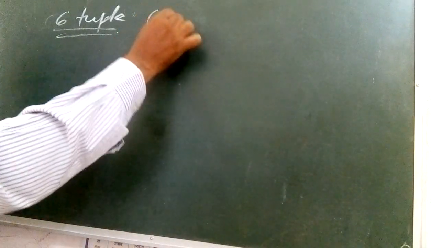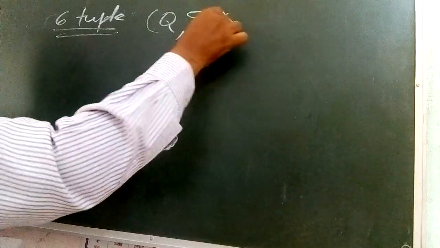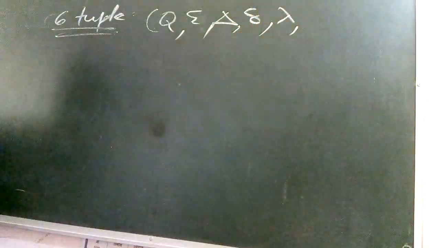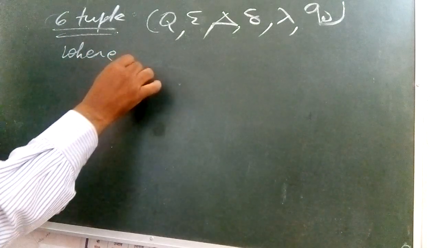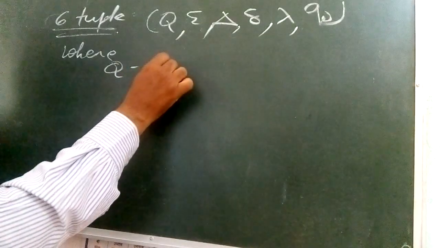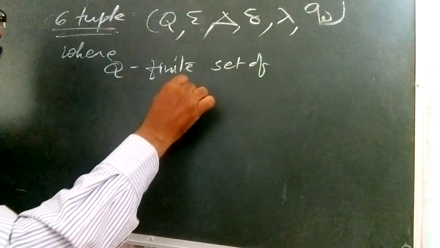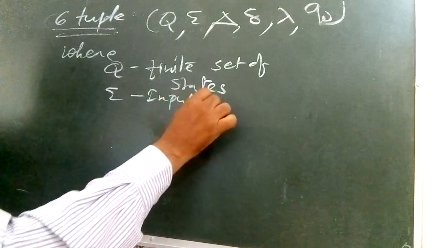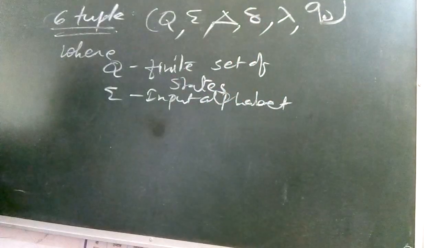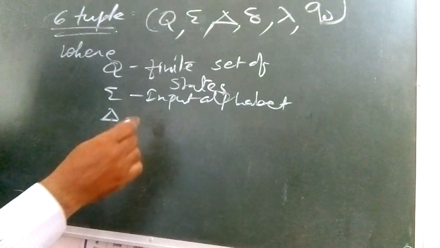In more detail, the exact definition of a Moore machine: a Moore machine is a six tuple, Q, sigma, delta, lambda and q0, where Q is a finite set of states, sigma is the input alphabet, and delta is the output alphabet.